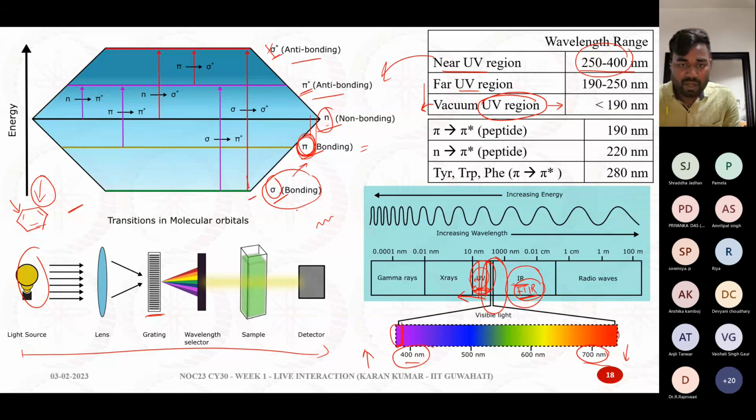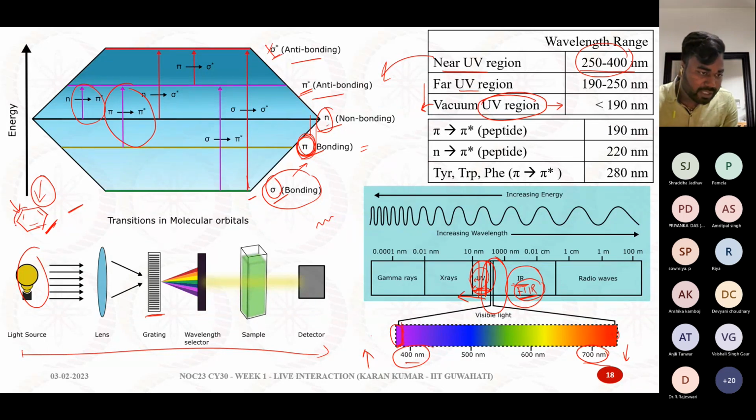Okay. Now, if you make a transition like n to pi star, then n to sigma star transition, sigma to sigma star transition, sigma to pi star transition. Okay, this is sigma to pi star transition. So the near UV region can make the transition only in pi to pi star transition and n to pi star transition, because these have the shorter energy requirement. This is what is used in tryptophan, phenylalanine, and tyrosine.